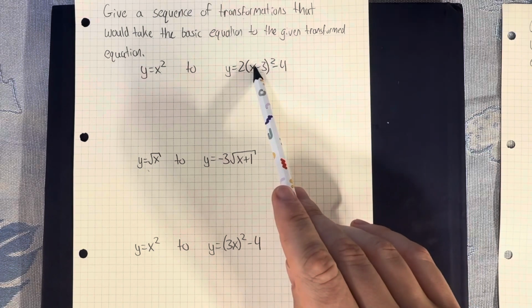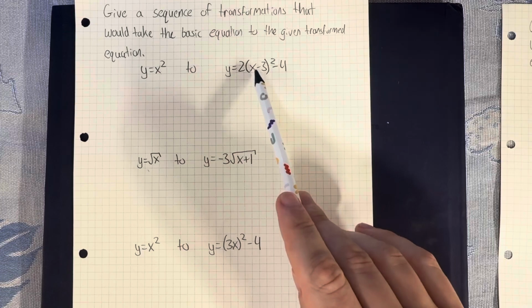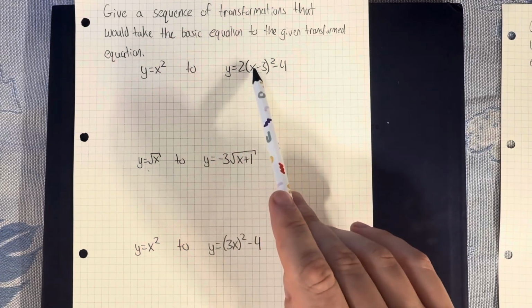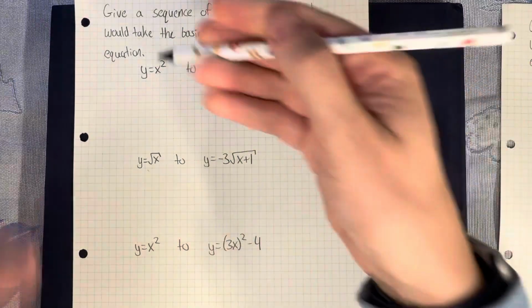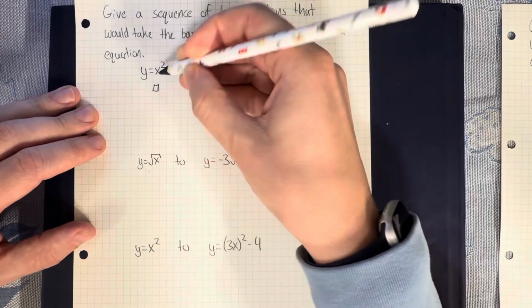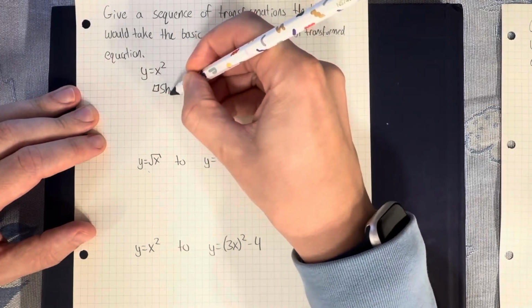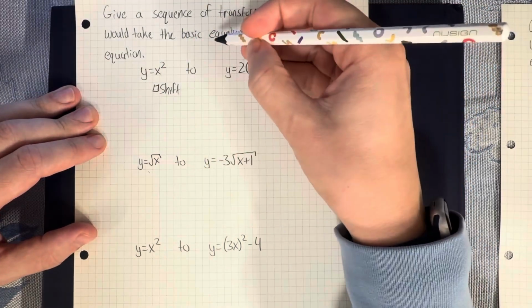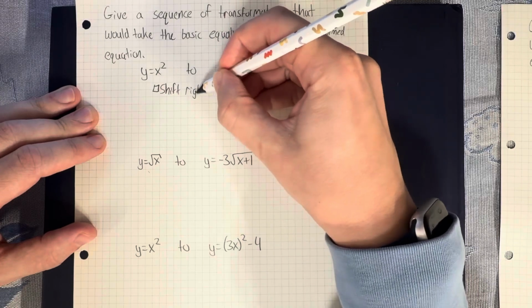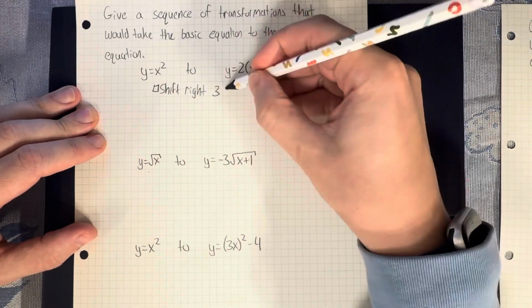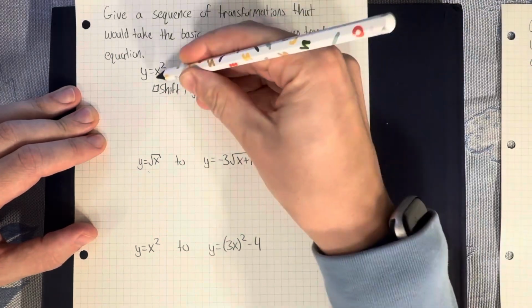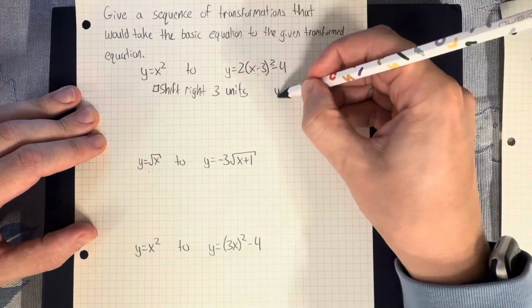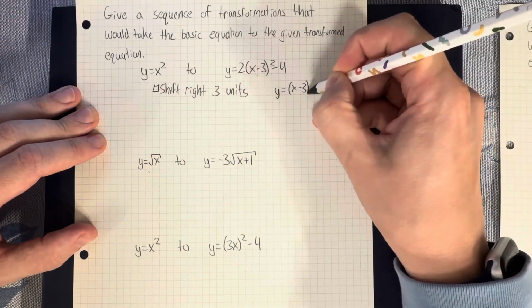Go inside to the outside. What's the thing closest to the input? What's the thing closest to x? The -3. That's going to be our first transformation. So first transformation is shift. That's going to be shift right 3 units because of the x - 3. That will take us from y equals x squared to y equals (x - 3) squared.